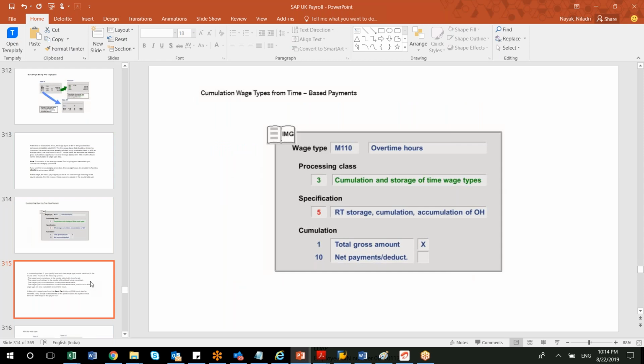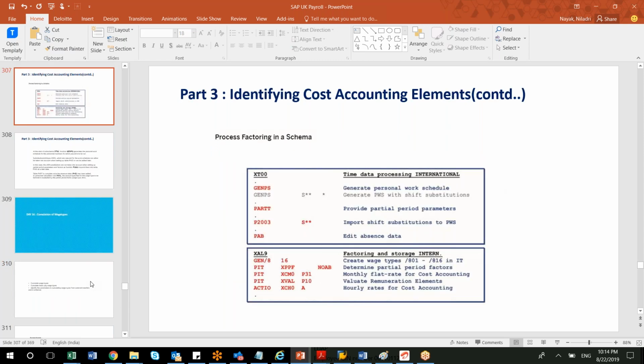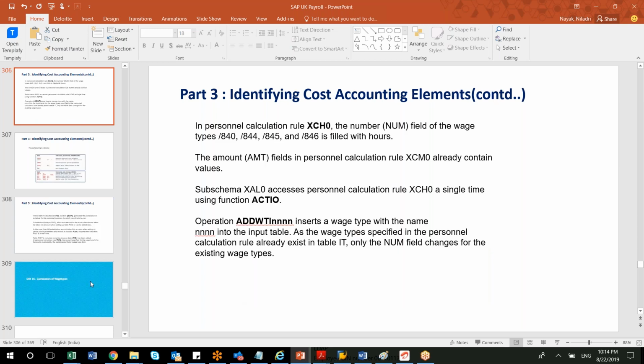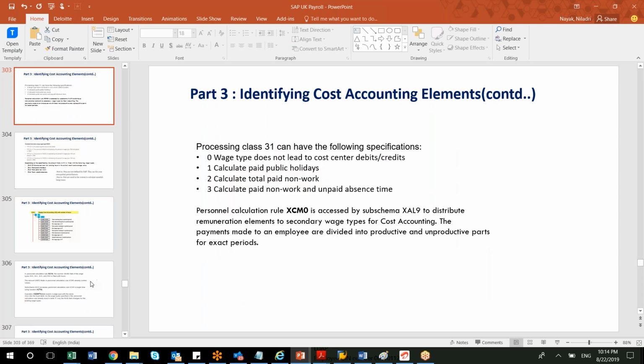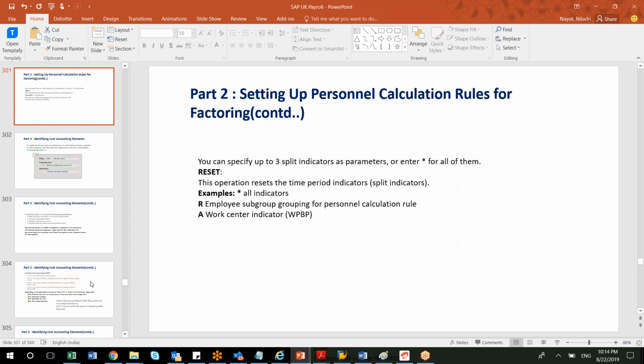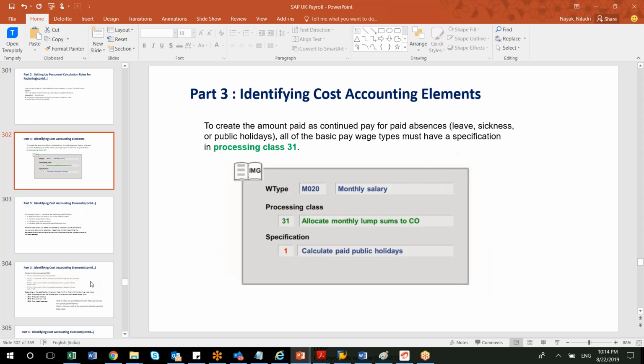Whenever I discuss the rule XCH0, in that rule I'll be explaining the concept of identifying cost accounting. As you have asked, I can go directly into that topic. Whenever identifying the cost accounting elements, suppose you are on a leave, any kind of leave, say sickness or public holidays. All of these have processing class 31. In the system, processing class 31 says allocate monthly lump sum to CO, I mean your cost object.